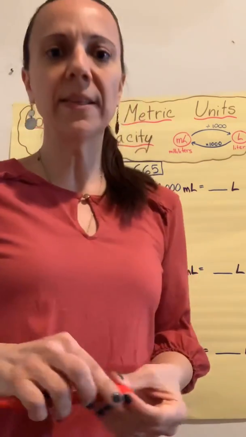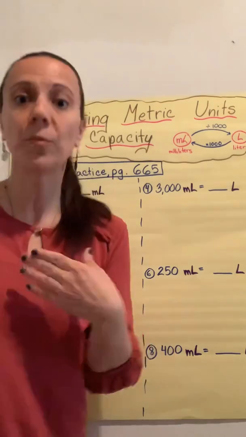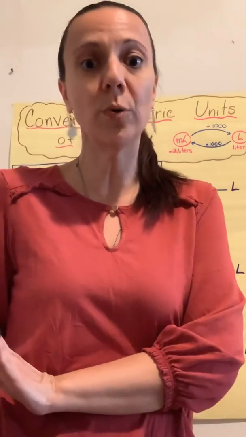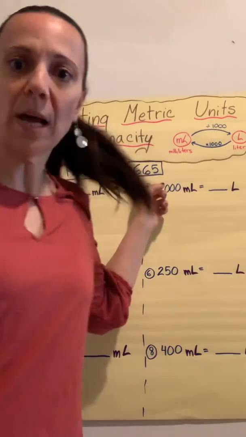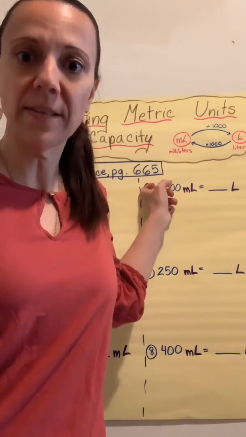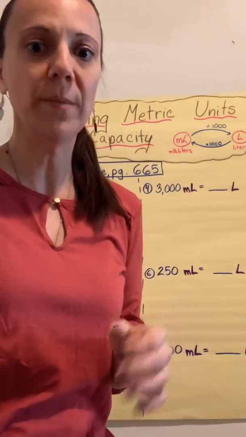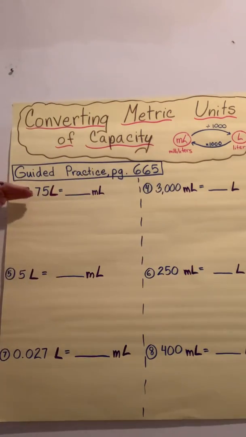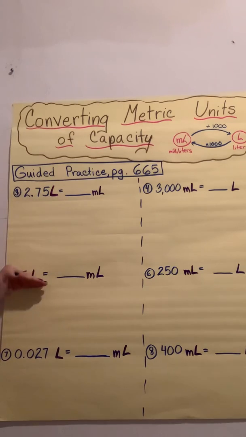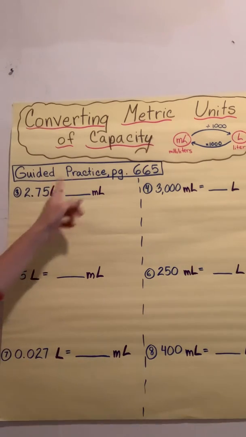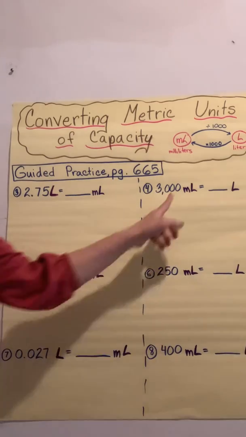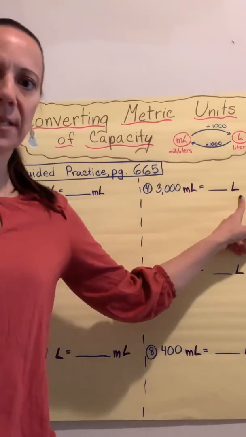We're going to try the guided practice problems together. Hopefully you tried them on your own already. If you haven't, feel free to pause and try it on your own first. This is on page 665, that box on the top, and we're going to be doing those problems. I've divided them into two sides here because they all kind of go together. Numbers 3, 5, and 7, we're going from liters to milliliters. And number 4, 6, and 8, we're going the other way. We're starting with milliliters and going to liters.